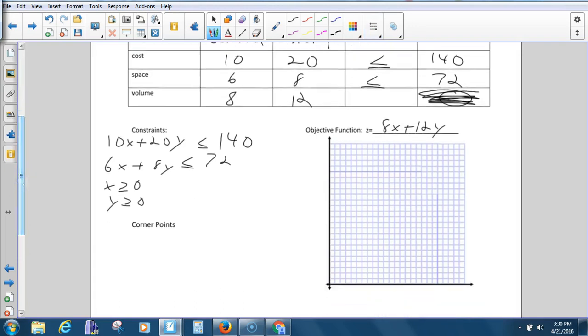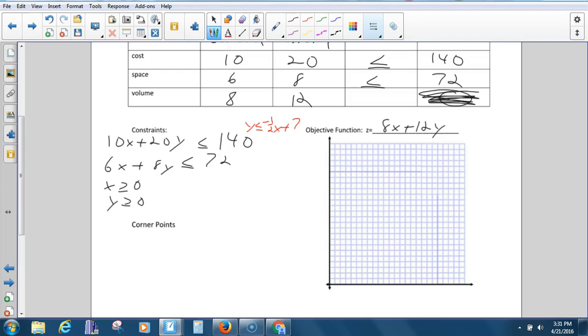So I'm going to rewrite these and solve for y. Kind of short on room here. So I'm going to move the x over by subtraction and divide by 20. So I'm going to get y is less than or equal to, remember, negative 10 over 20 is really just negative 1/2 x, plus 140 divided by 20 is 7.